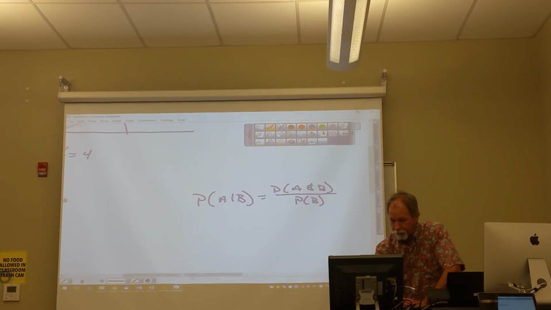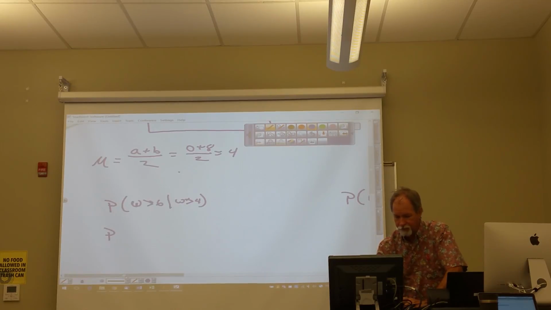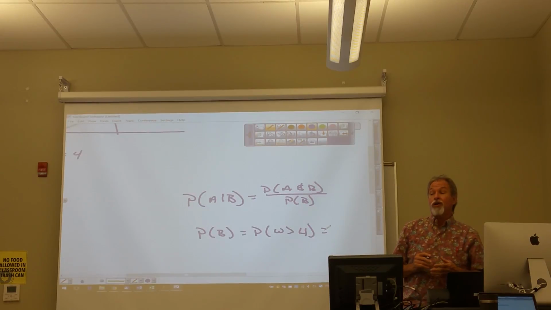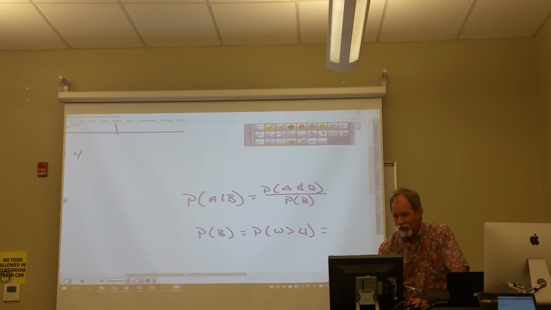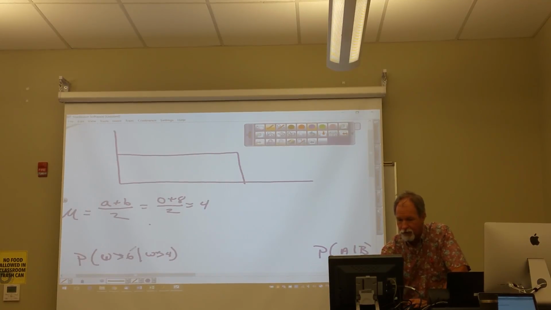So what's the probability of B in this problem? The W is greater than 4. Waiting greater than 4. So the probability of B is the probability of waiting more than 4 minutes, which would be, now I have to go back to my uniform distribution. This is 0, this is 8.